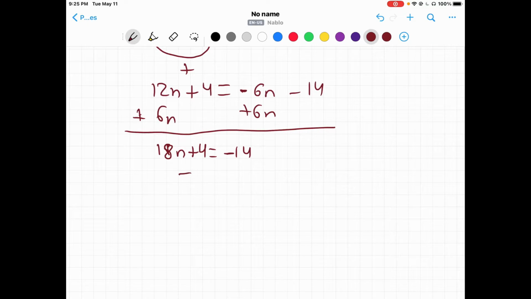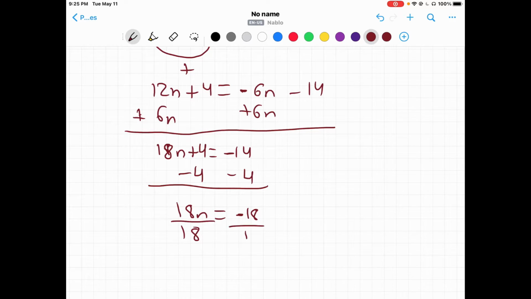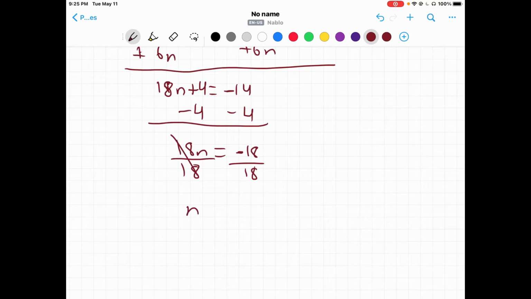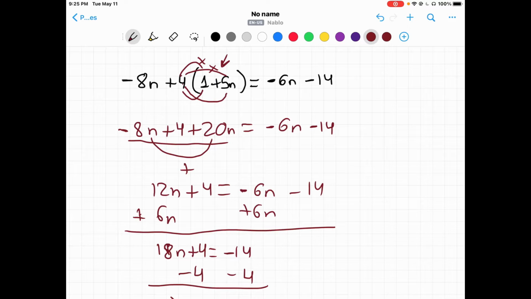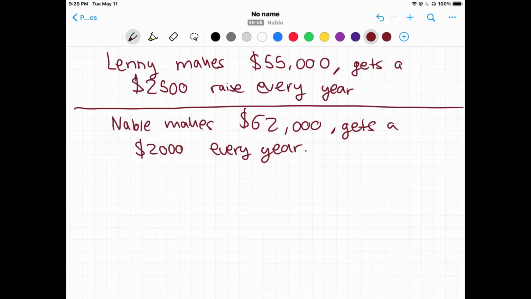Now we would subtract 4 from both sides to get 18n equals negative 18. Divide both sides by 18. These would cancel out, so we will be left with n is equal to negative 1. And that is how you would apply the distributive property to solve an equation with variables on both sides.